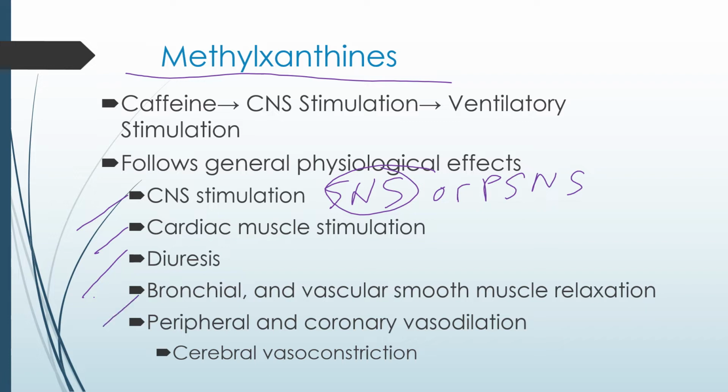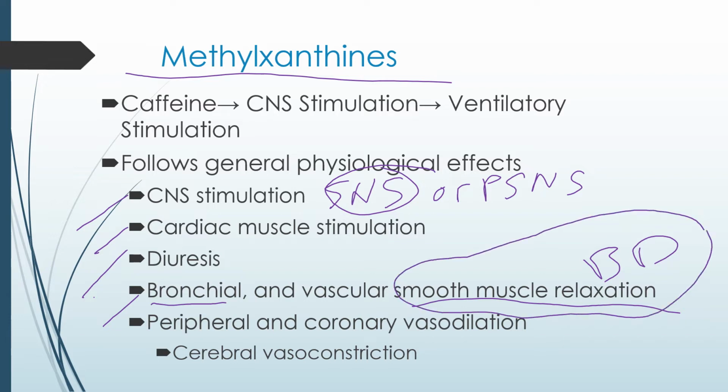The other one here is bronchial and vascular smooth muscle relaxation. So once we have that bronchial and smooth muscle relaxation, that's what gives it some bronchodilating effect, right? Now remember, this is still only a second or third line treatment for asthma COPD, right? But you do have some smooth muscle relaxation, some bronchodilation, and so that helps out with vascular smooth muscle and bronchodilation. And then finally, you're going to have peripheral and coronary vasodilation. So that's going to happen.